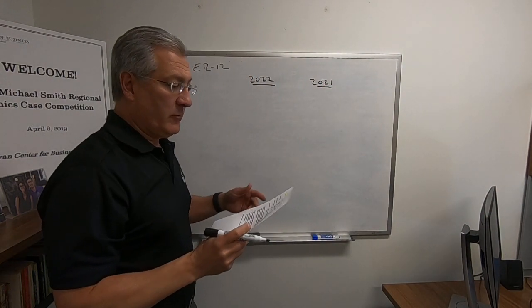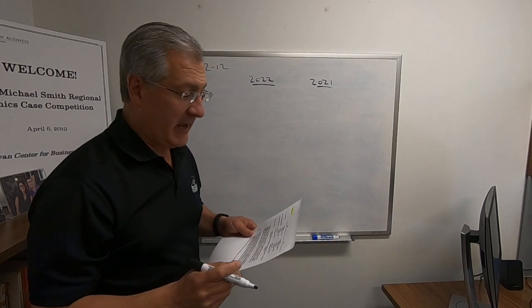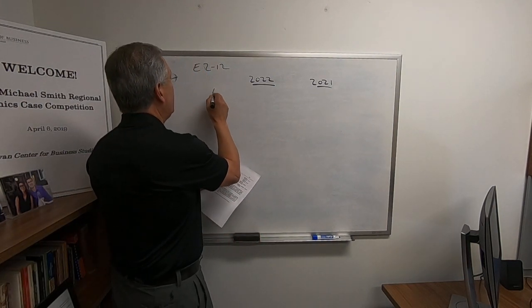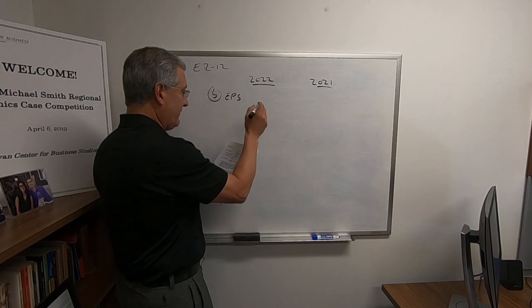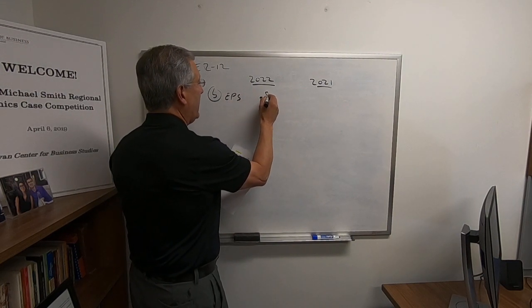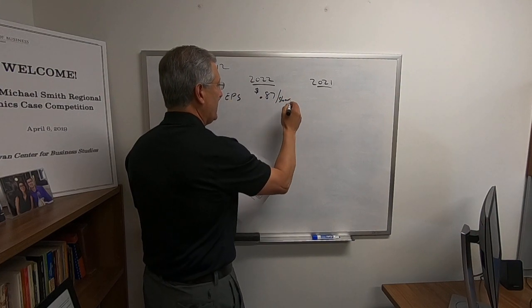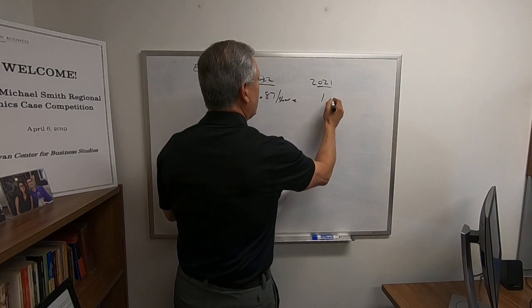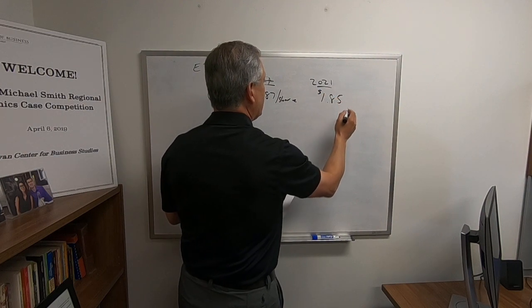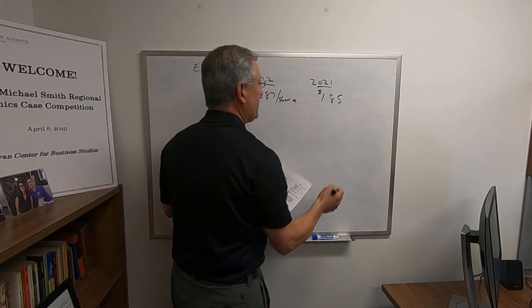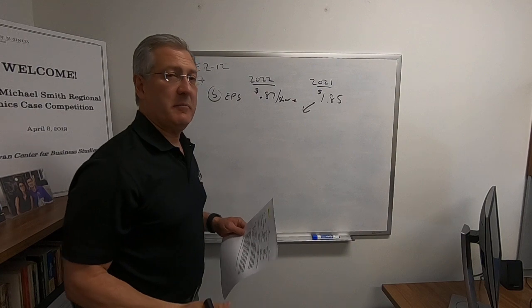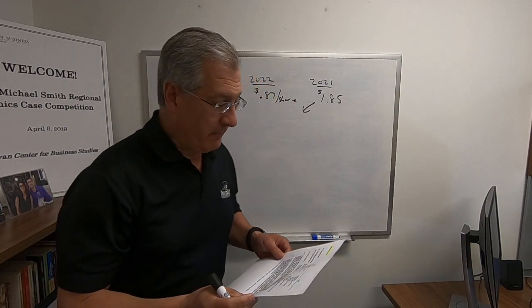2021. And we left off with the earnings per share calculation, where the EPS, as I previously calculated, was 87 cents per share, and $1.85 over here in 2021. So clearly you have a downward trend here. The company is not doing as well.